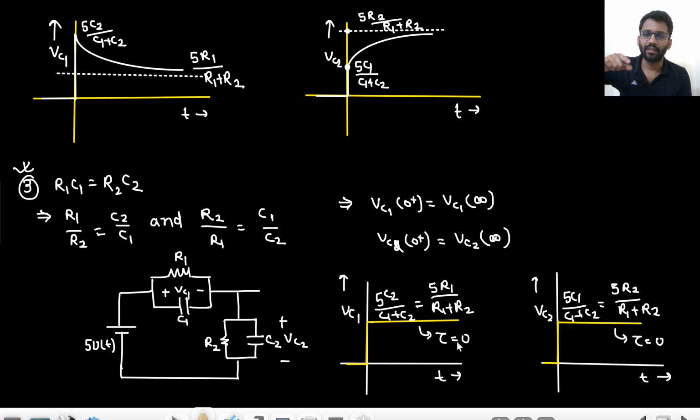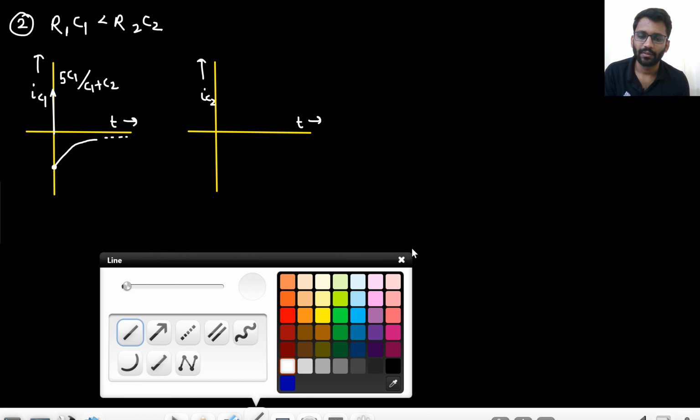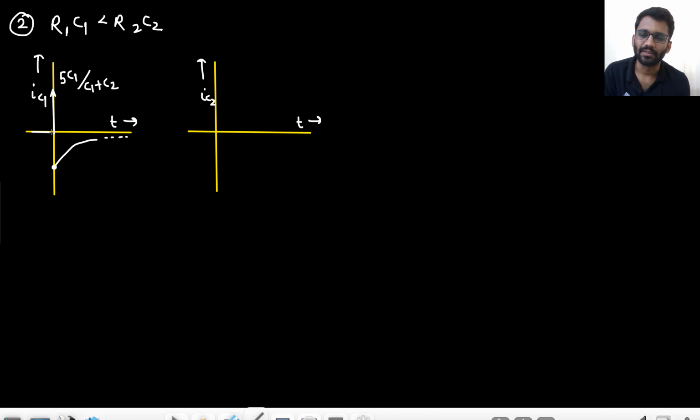Then the voltage decays down. That means the current will be negative. So it will start from some negative value and keep on decaying down. Okay, and you can make it like this. Initially it was 0. Then it goes to some value and decays down like this.